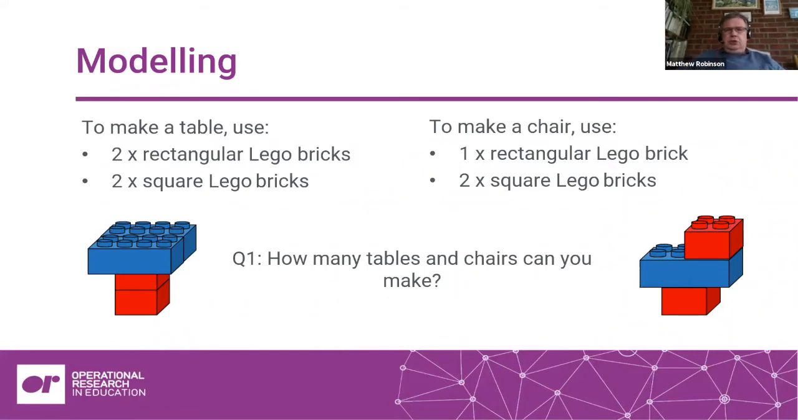So I'd like to take a couple of minutes now to think about it. You've got all of these rectangular pieces and you've got all of these square pieces. How many tables and chairs do you think you can make? So you may decide that you're going to use the bricks that we've got, the rectangular pieces and the square pieces, and you're just going to make tables. Or you could say, I'm going to use all of them and just make chairs, or a combination of the two.